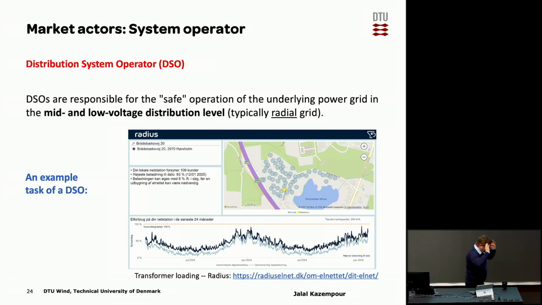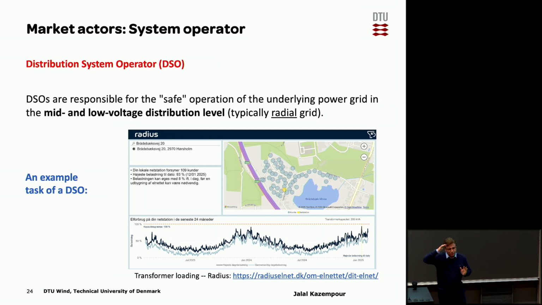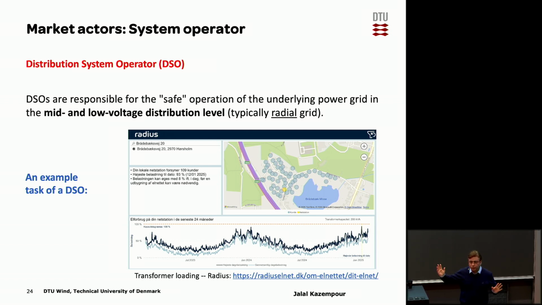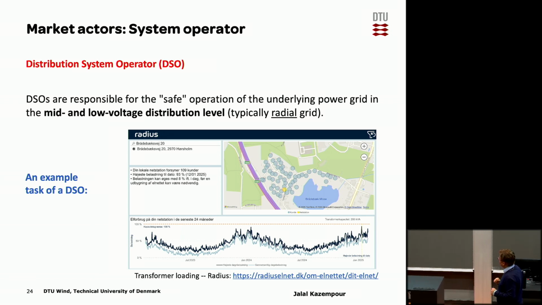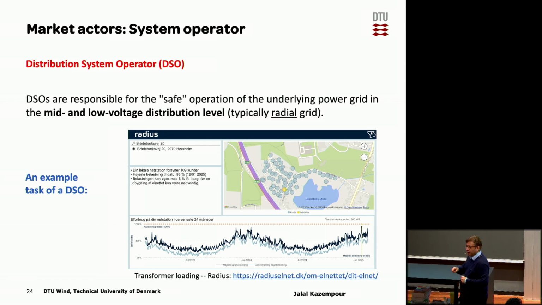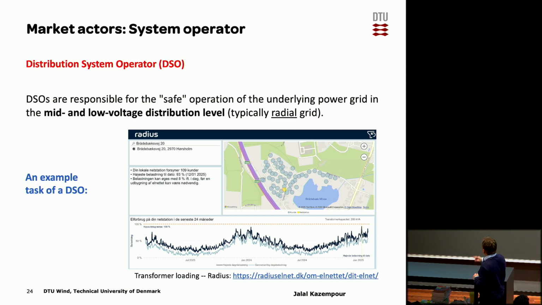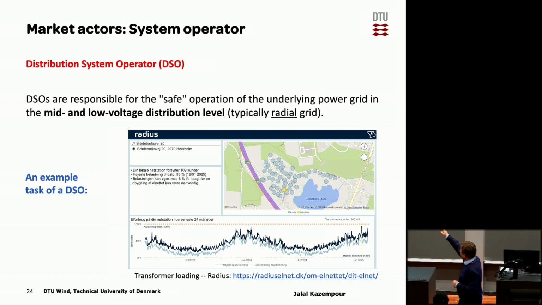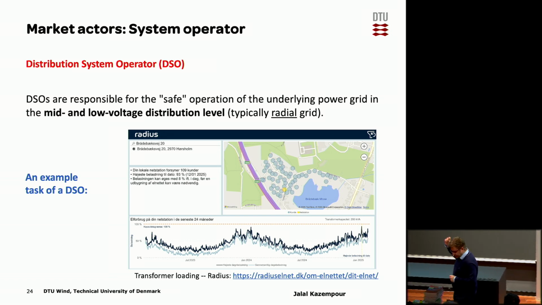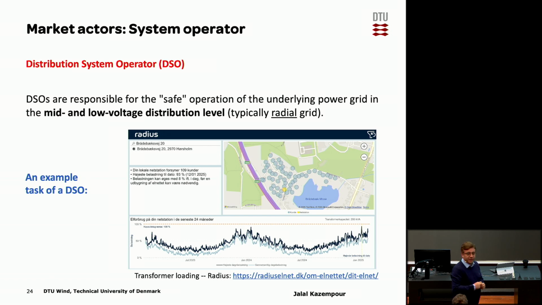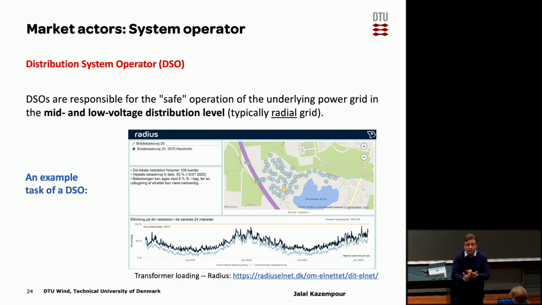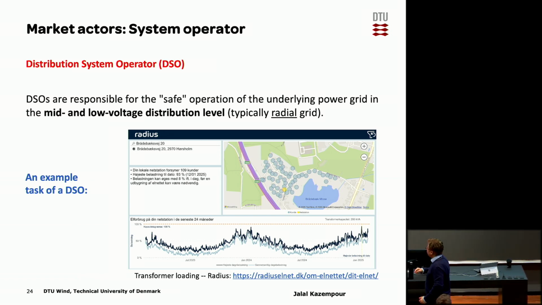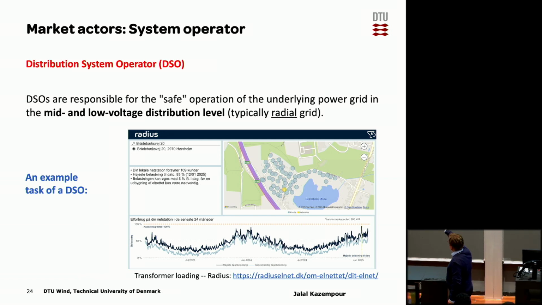So just to give you an idea, it's not a very market-related slide, but just to give you an idea what DSOs do. For example, this is the transformer loading data of Radius, the DSO in Copenhagen. You can check on this website. For example, this is the data from my place, and you can insert your address and see what the transformer loading is in your neighborhood. For example, you can see that in my area, the data are daily.